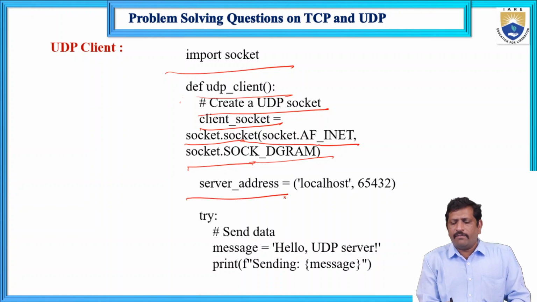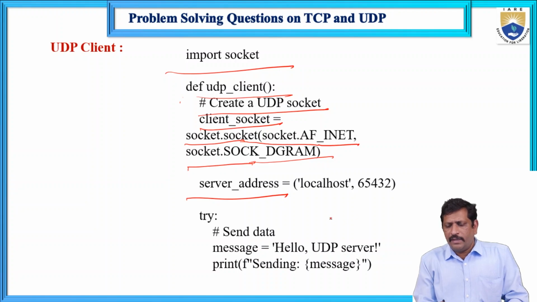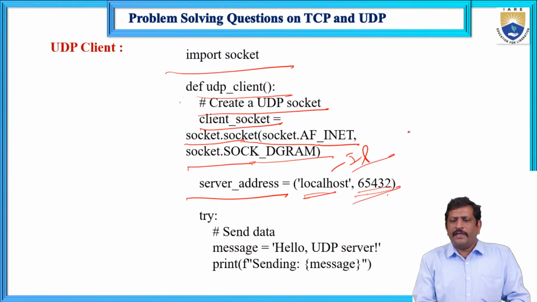For that, the server address, that is localhost and port number, can be assigned to the server address. Localhost comma the port number indicates the message is coming from this localhost, which has some IP address. With the combination of the IP address and the port number, we are sending the message to the server. So now we are sending the message to the server.